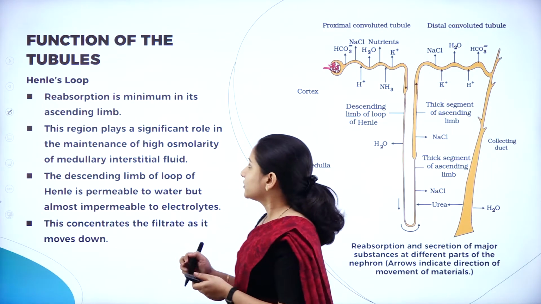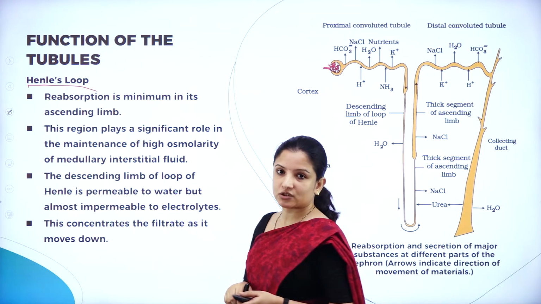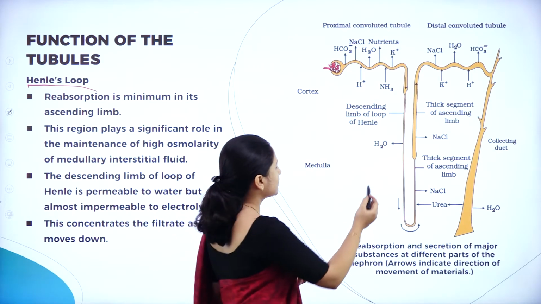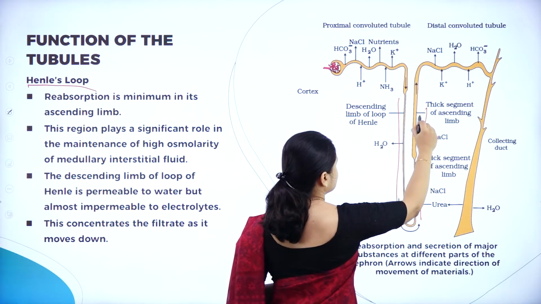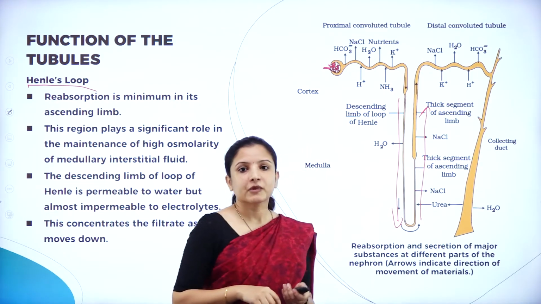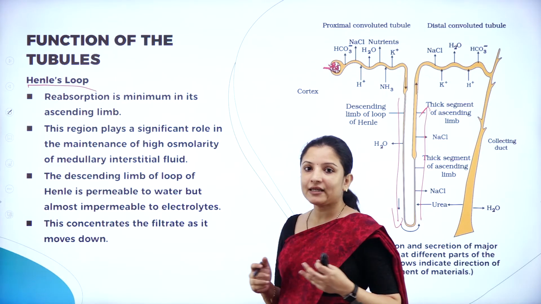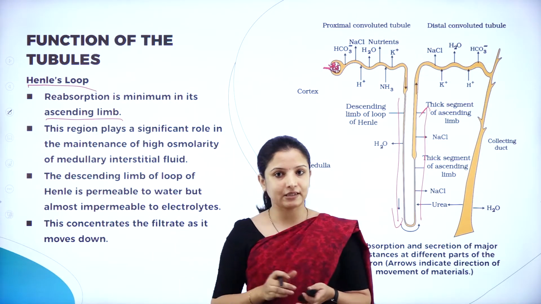Next, talking about the Henle's loop. Henle's loop is also a tubular structure in the kidney, consisting of the descending Henle's loop and the ascending Henle's loop. So, what is the function? We shall look into it. Reabsorption is very less in the ascending limb when compared to that of the descending limb.